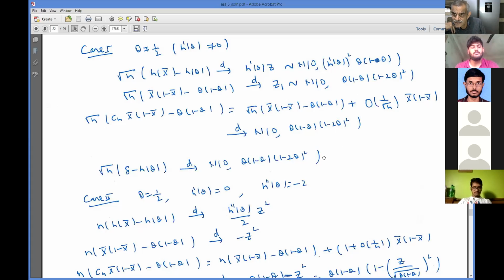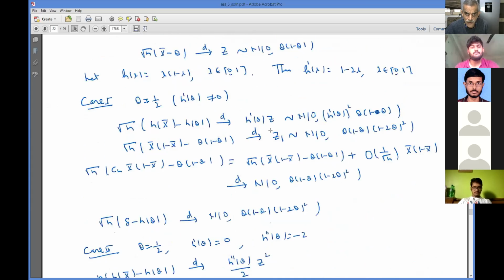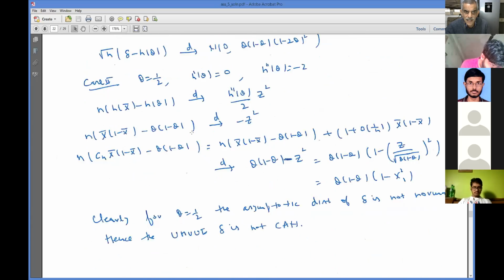Is that clear now? Yes, sir. Okay. Now the case theta equal to half I have to consider separately, because for theta equal to half, h prime theta is 0. So this will be a convergence to a in probability, but I want a convergence in distribution. That suggests I should go to the second order derivative in the Taylor's expansion.